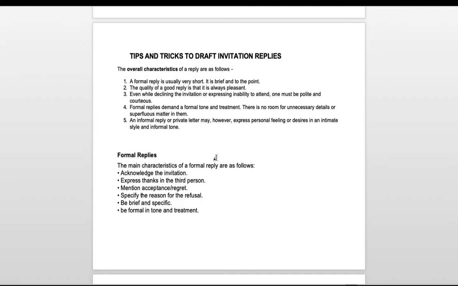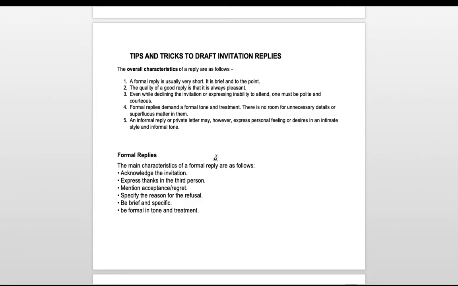What you would do is you would start your reply something like this: thank you for inviting me, and I thank you for your invitation, but due to some prior commitments, I cannot attend your event. I wish you best of luck for the same. This is the way an invitation reply should be. It should be pleasant and courteous. Even while declining the invitation or expressing inability to attend, you should be polite and courteous. As I mentioned earlier, you should be polite and courteous in your invitation as well as your invitation reply.